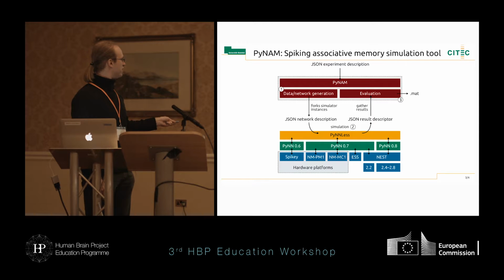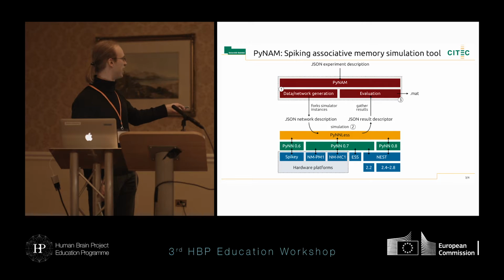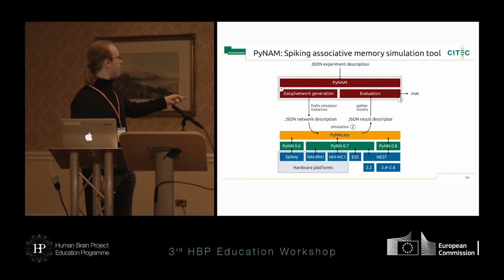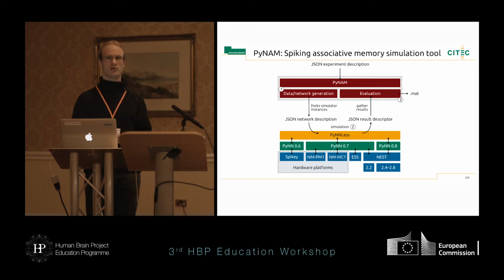The problem is that there are small differences in the software layers between those individual platforms. So I wrote this abstraction layer called PyNN-less, which allows using the very same network description and running it on all those platforms shown here. And then I have this tool, which takes a description of the experiment that should be run, generates the networks, executes them on the hardware, evaluates them, and then gives the user the results.